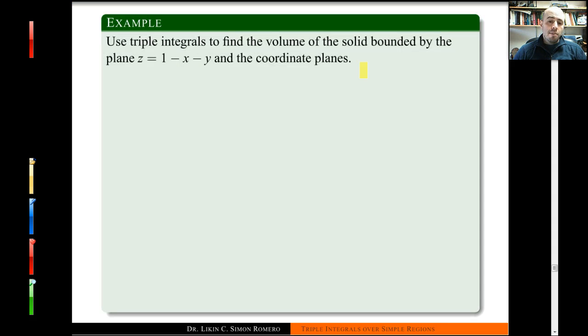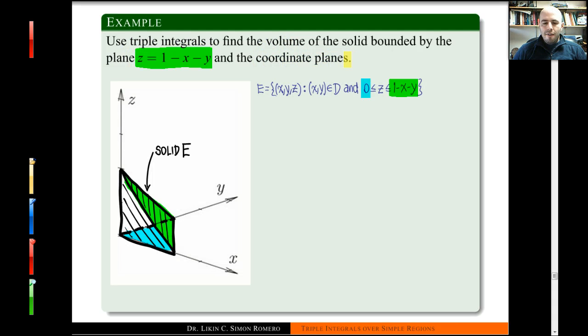So let me give you an example. Suppose that we want to use triple integrals to find the volume of the solid bounded by this plane and the coordinate planes. So we have, this is the solid E, and now notice that the bounds are going to be the coordinate planes and this yellow plane, that is z equals 1 minus x minus y. So notice that we can set it up as an xy region just like this.